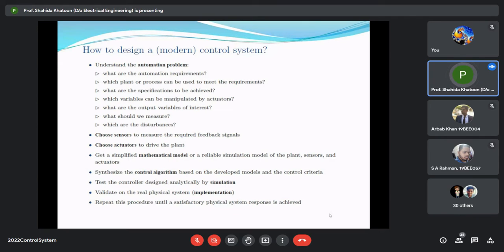Get a simplified mathematical model or a reliable simulation model of the plant, sensors, and actuators. Synthesize the control algorithm based on the developed model and control criteria. Test the control design analytically by simulation. Validate on the real physical system, that is, implementation. Repeat this process until a satisfactory physical system response is achieved. Okay, so these are the various steps for a control system design. You can write down all these steps. These are very, very important parts of a controller. I'm giving you time, just note down the various steps.